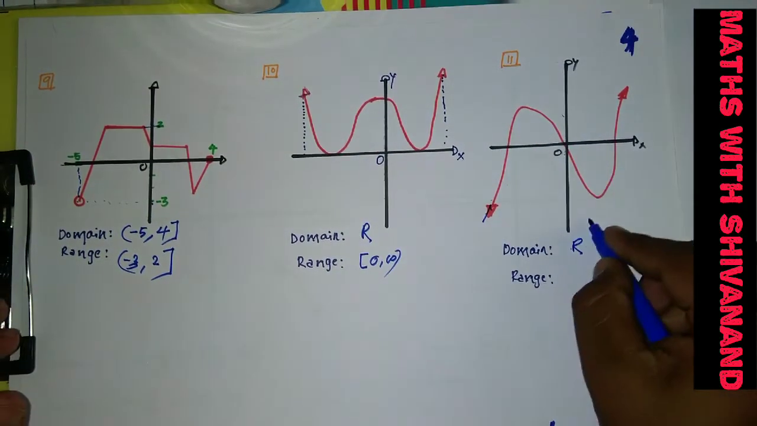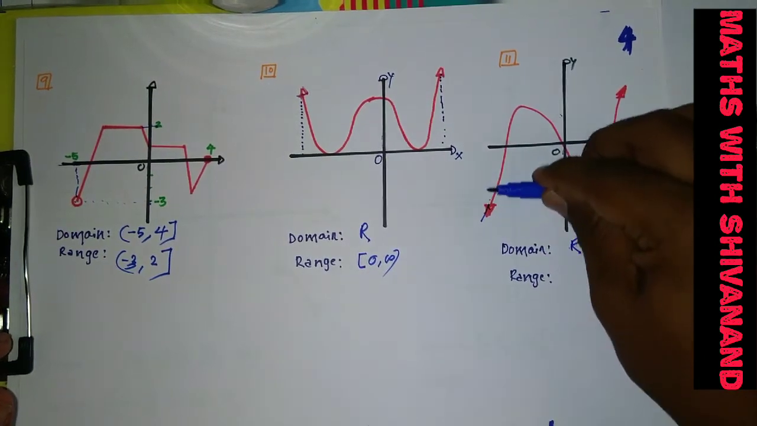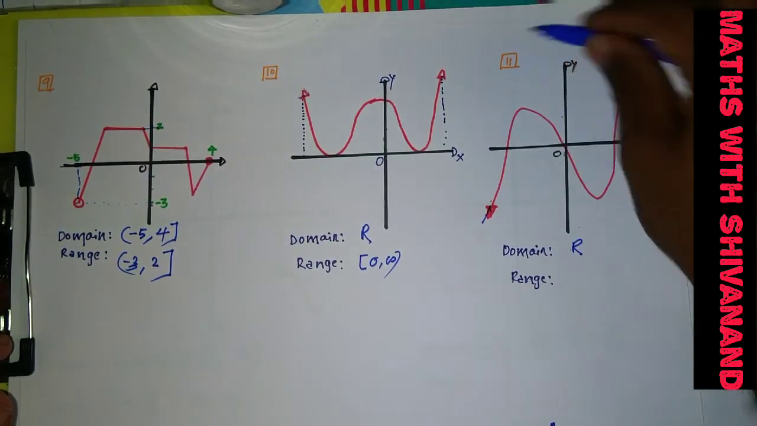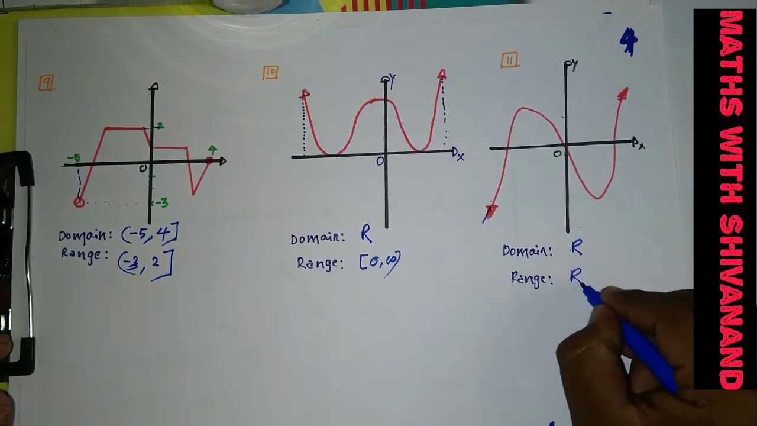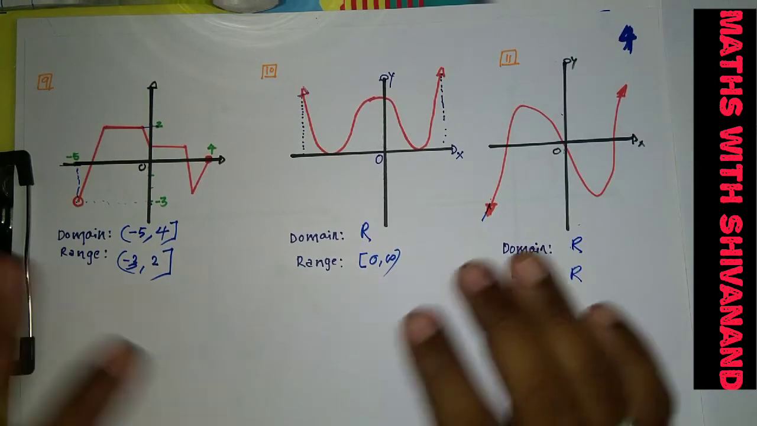Infinity. Range. Check the graph from bottom to top here. Again it is having all the values from -infinity to what here? Plus infinity. Hence the range is also what here? Real numbers. Hope, students, these graphs have been understood by you.